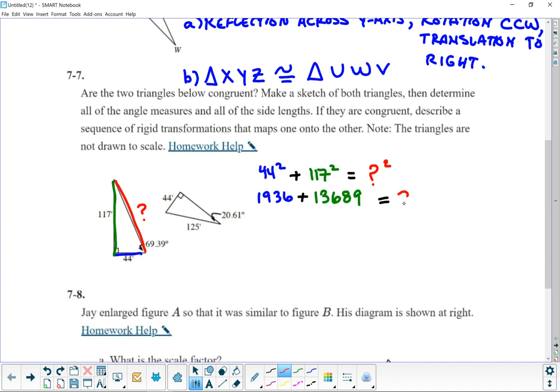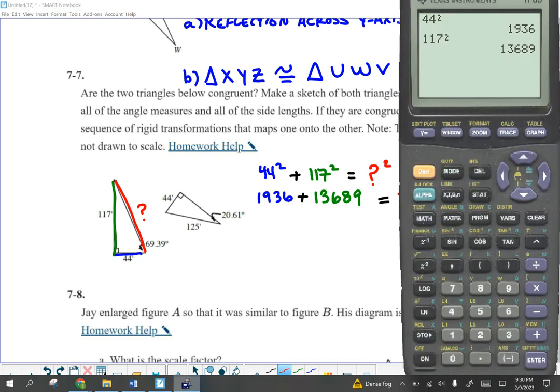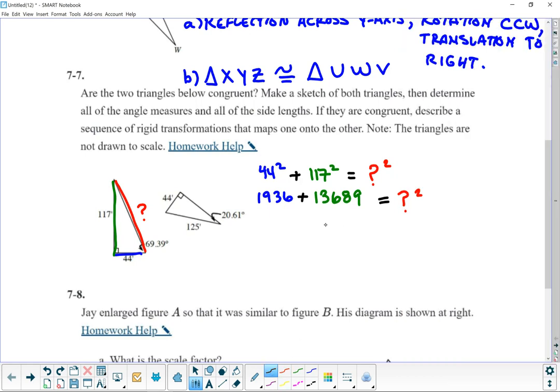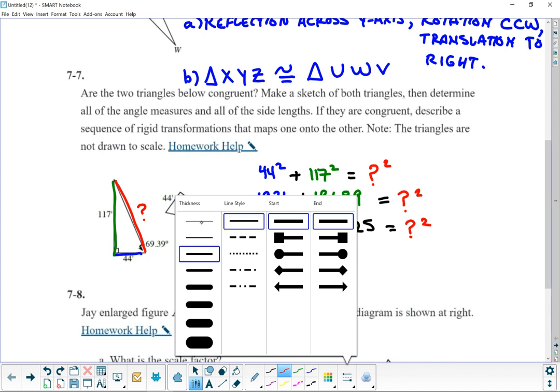So the unknown, question mark squared. You can use Z; I should have used Z, but I just put in a question mark. Go ahead and add those together: 1936 plus 13,689 gets me 15,625. That's going to equal question mark squared. Take the square root of both sides.